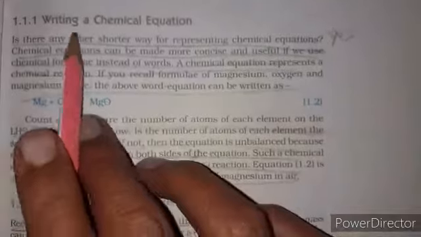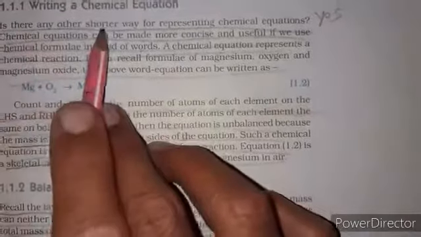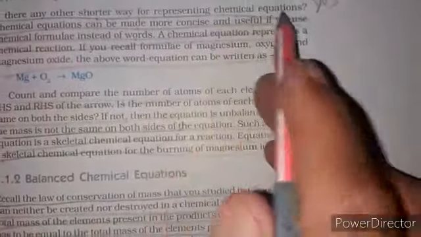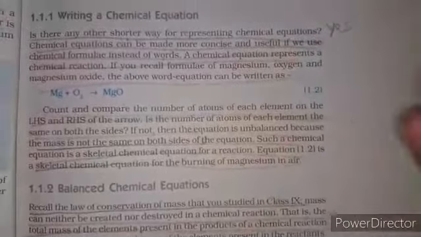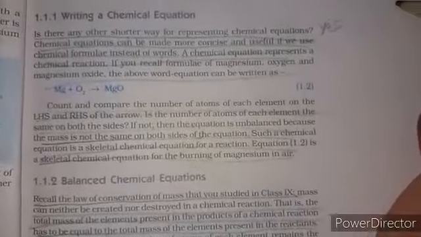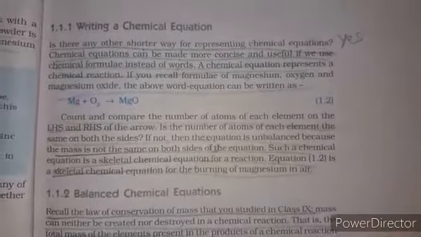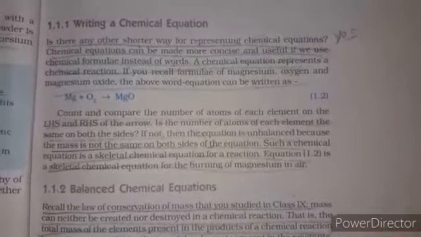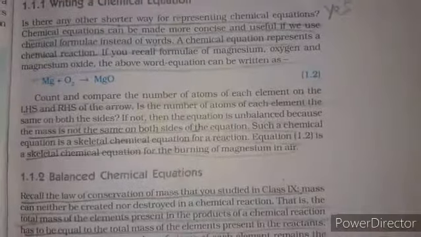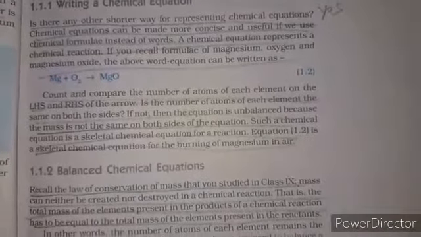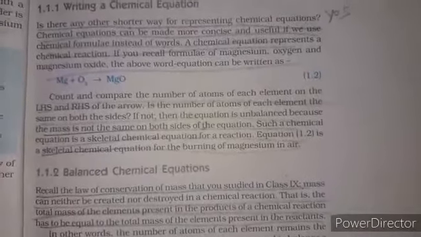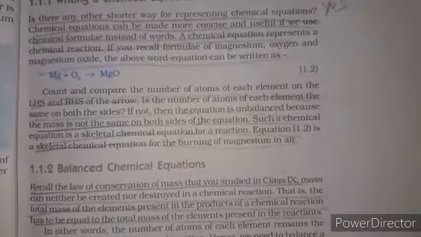Next, writing a chemical equation. So is there any other shorter way of representing a chemical equation? Because what we read on the previous page, magnesium plus oxygen to give magnesium oxide, written in words, is also a longer form. It is smaller than a sentence, but still too long compared to the previous one.